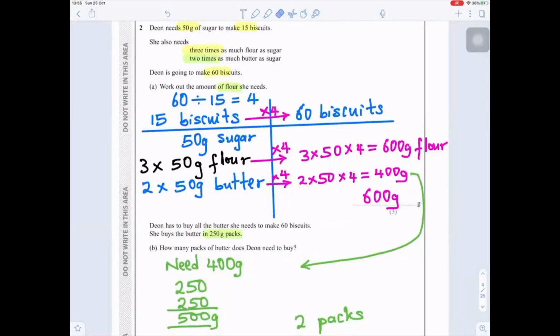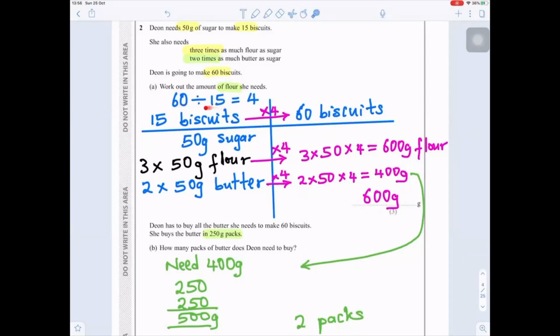Question number 2. Dion needs 50 grams of sugar to make 15 biscuits. She also needs 3 times as much flour as sugar, 2 times as much butter as sugar. Dion is going to make 60 biscuits. Work out the amount of flour she needs.